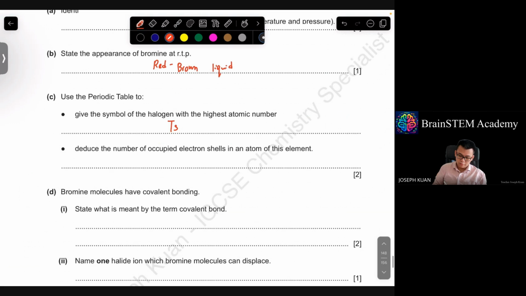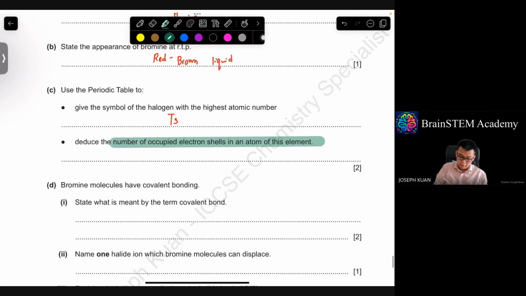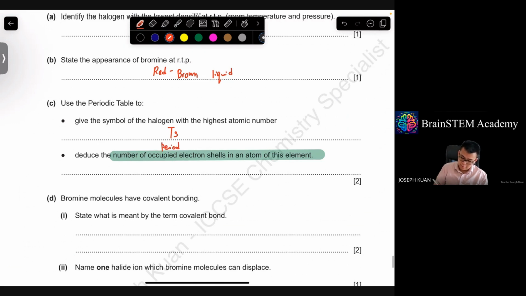Okay. Give the number of occupied electron shells in an atom of this element. The number of occupied electron shells refers to the period, right? Period 1 has 1 shell filled with electrons, period 2 has 2 shells, 3 for period 3, and so on. If you look at tennessine's position, it's period 1, 2, 3, 4, 5, 6, 7. It's period 7. So 7 electron shells occupied with electrons.